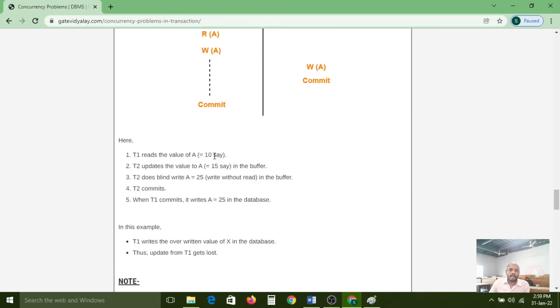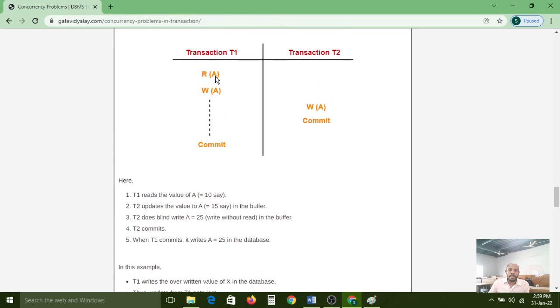So T1 reads the value A equal to 10. Just assume it is given, na? So the A value is 10. Transaction 1 reads the A account with value 10. Then T1 writes the data, 10 to 15. But transaction 2 is also writing the data, performing the same operation on the A account data.